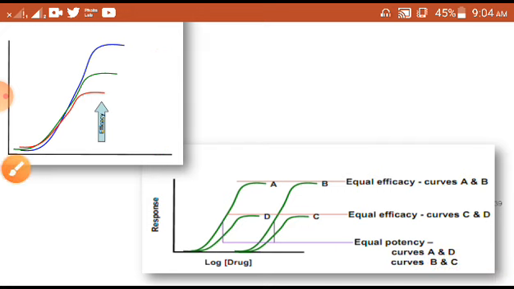Now if you see this one, another graph below, here its answers are given: equal efficacy, curves A and B; equal efficacy, curves C and D; equal potency, curves A and D. Now you see, equal potency, curves A and D. Why? Because of the similar dose or similar drug concentration. Curves B and C also have similar potency, because the same dose is required for both, right?